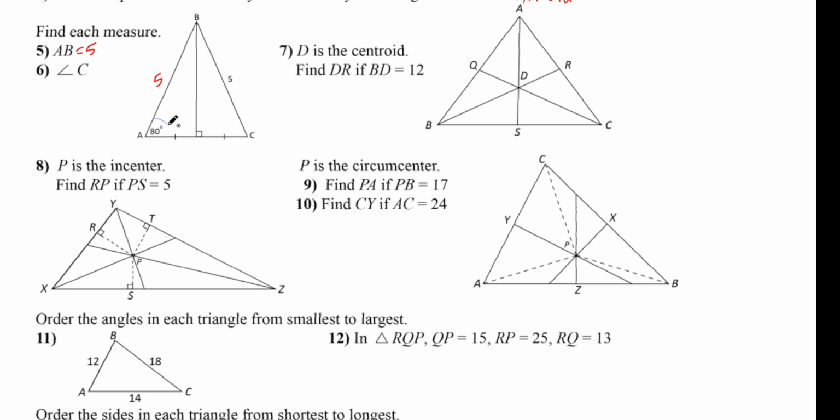Angle C. Well, what do you think? If angle A is 80 degrees and these two sides are equal, what do you think angle C is? Without doing any math, it's also 80 degrees. Very easy if you understand the relationships here. All right?